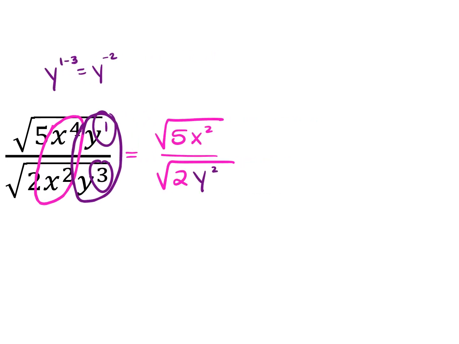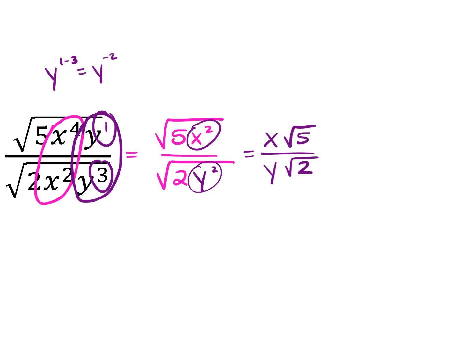But now we have some perfect squares. So the square root of x squared is just x, so put that out in front, but we still have the square root of 5. And then the square root of y squared is y, so put that out in front, and we still have the square root of 2. So you're very close to done here.